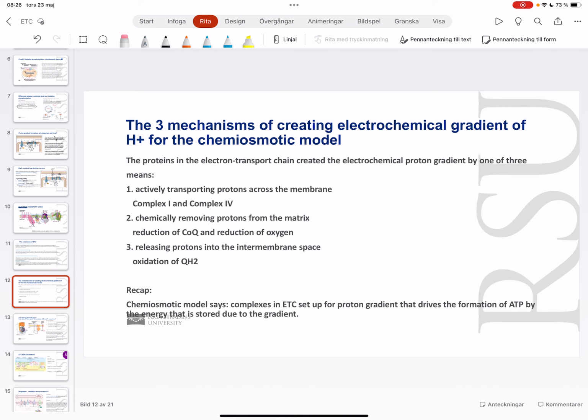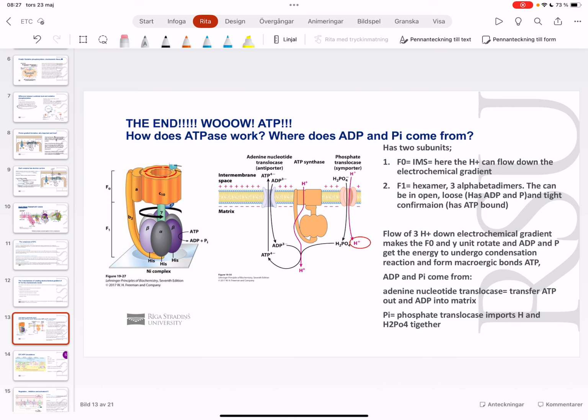oxidation of ubiquinone. The chemiosmotic model: complexes in the ETC set up a proton gradient that drives the formation of ATP by the energy that is stored due to the gradient. Again, just repeating myself. Okay, so we have come to the end. And here we will produce ATP. And how does ATPase work, and where do ADP and inorganic phosphate come from?